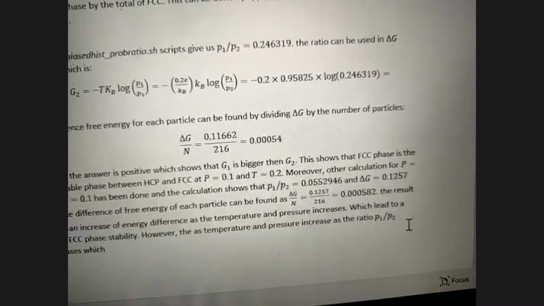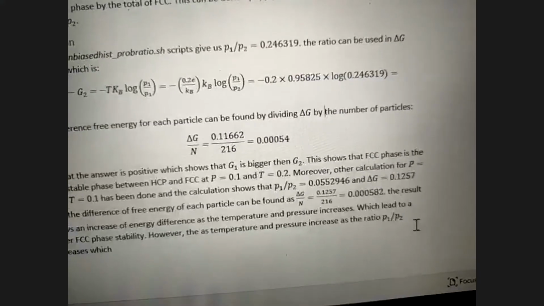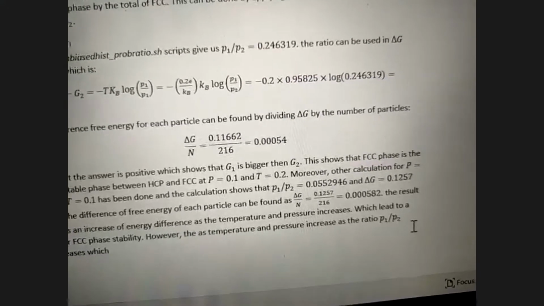I don't know how he did it. Now you use the same n, right? So n is 216, the same n. Yes, I used the same n.